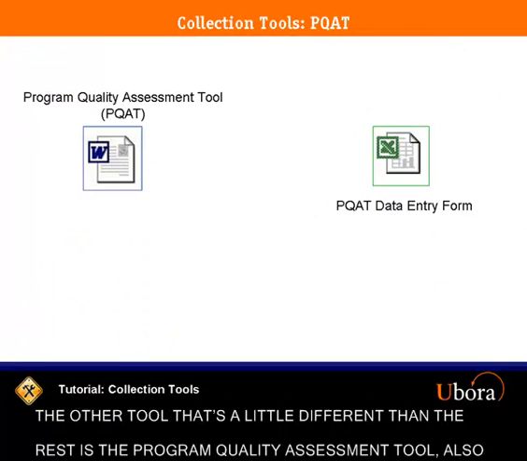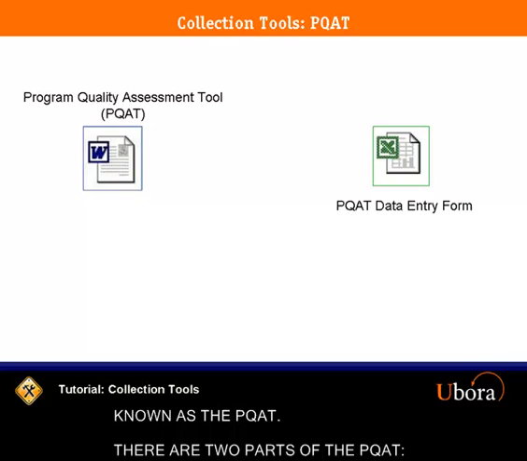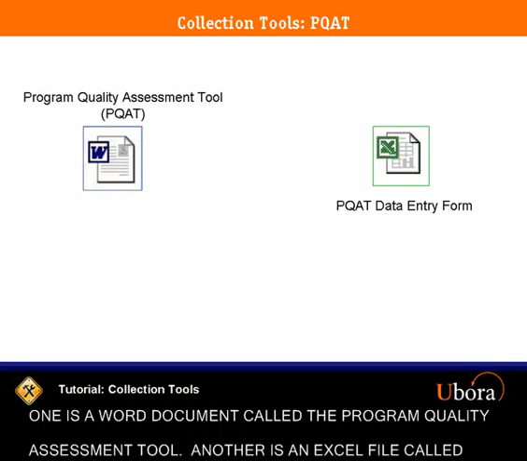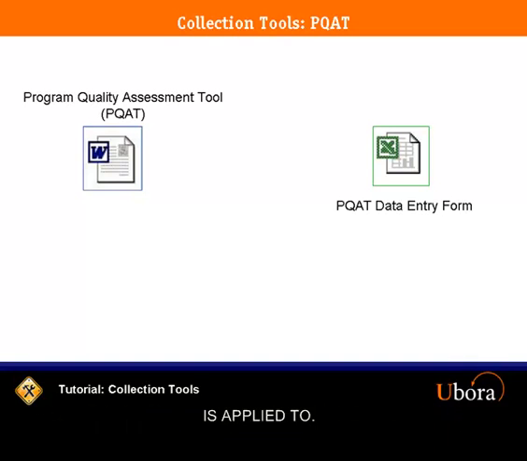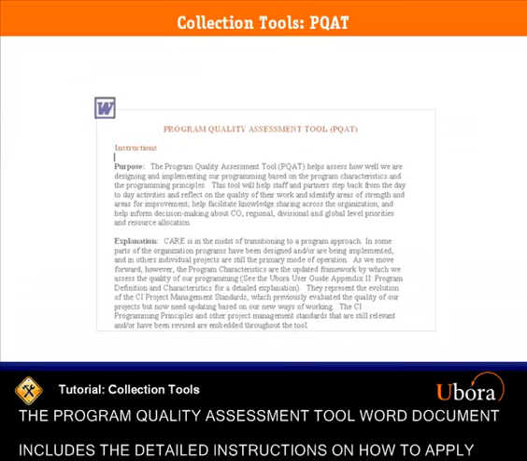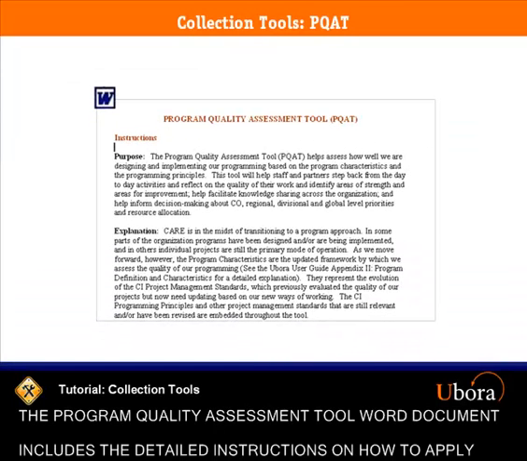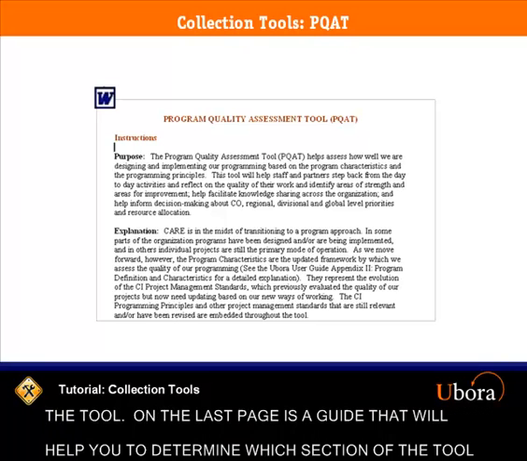The other tool that's a little different than the rest is the Program Quality Assessment tool, also known as the PQAT. There are two parts to the PQAT. One is a Word document called the Program Quality Assessment tool. The other is an Excel file called the PQAT Data Entry Form. These two should be used together for each program or project that the PQAT is applied to. The Program Quality Assessment Tool Word document includes the detailed instructions on how to apply the tool.